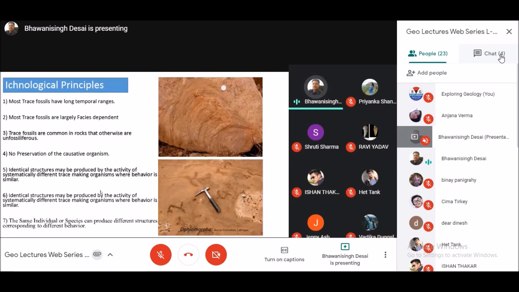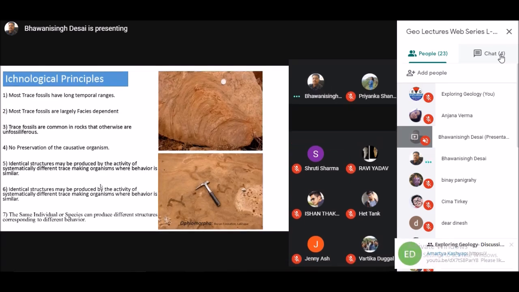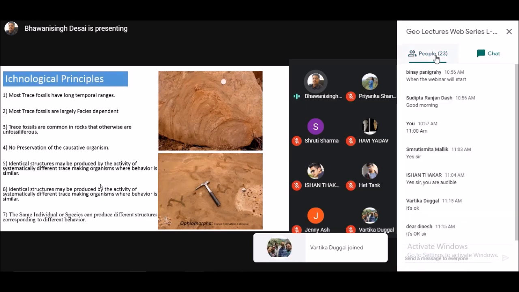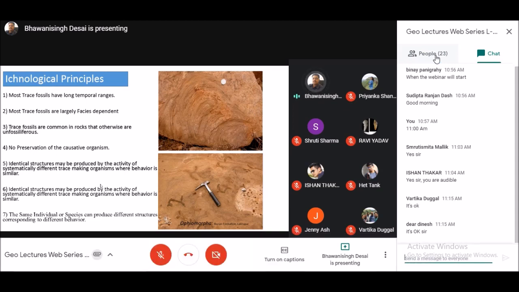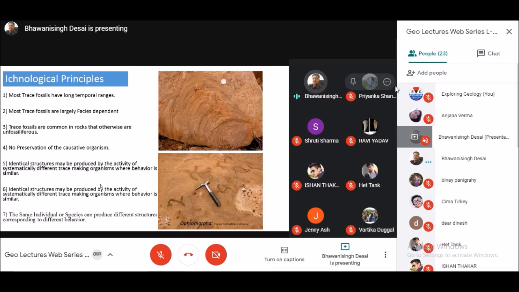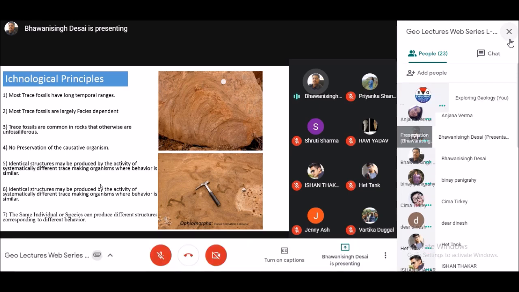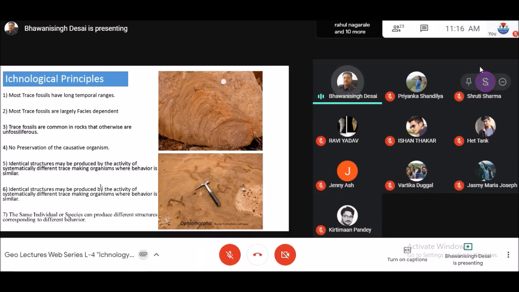Second, most trace fossils are facies dependent, and they are very common in those rocks which are supposed to be unfossiliferous. So if you are looking at many of the unfossiliferous rocks where you won't find any body fossil, the trace fossil would be there. And this is one of the main reasons why ichnology has become a very important aspect for studying Precambrian sedimentary environment, because they are very well preserved in those sections.